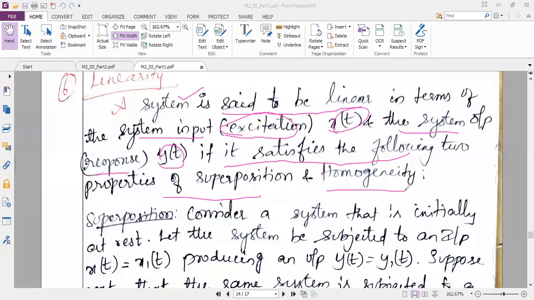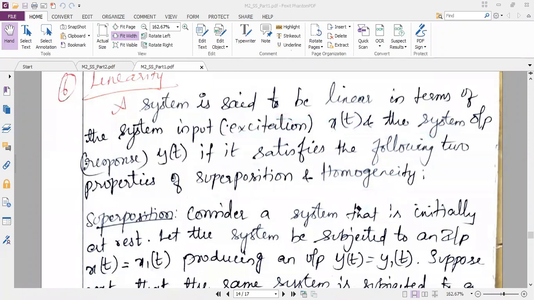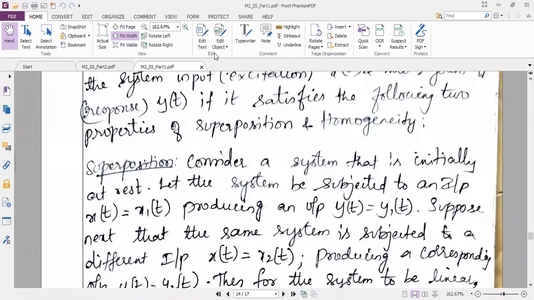homogeneity. I think you people studied network theory in the last semester. So you know what is the meaning of superposition and what is the meaning of linearity. Have you come across the word superposition in your earlier semester? Yes, ma'am. Yes. So I will just tell you this property again.